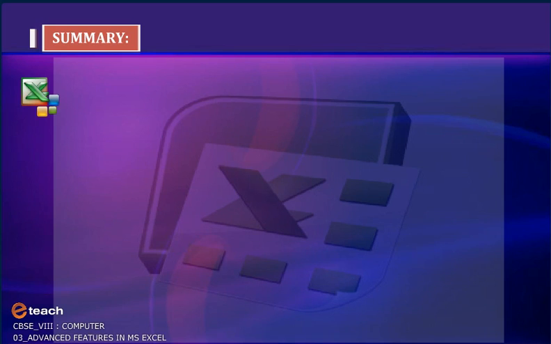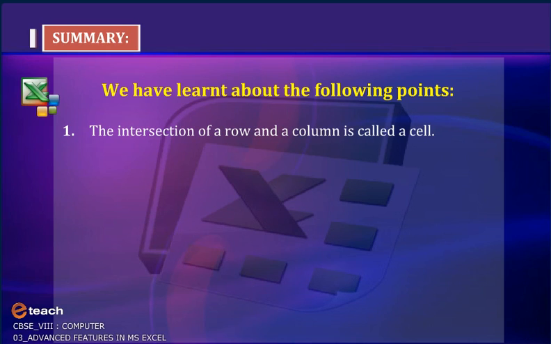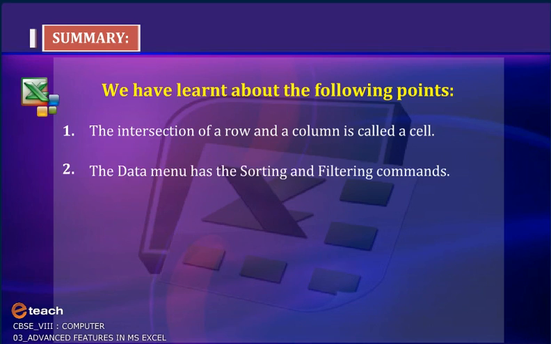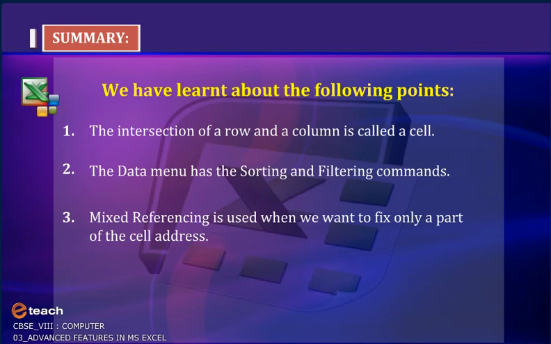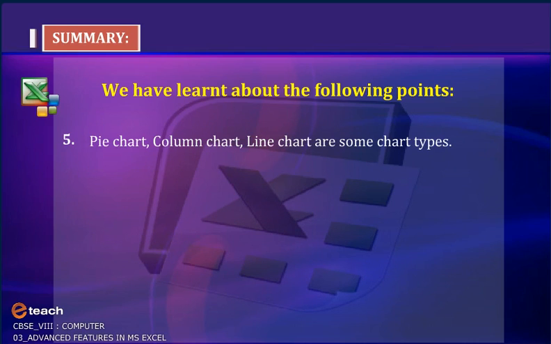Summary. In this chapter, we have learned the following points. The intersection of a row and a column is called a cell. The Data menu has the sorting and filtering commands. Mixed referencing is used when we want to fix only a part of the cell address. Charts in Excel can be used to convert data into a pictorial representation. Pie chart, column chart, line chart are some chart types.